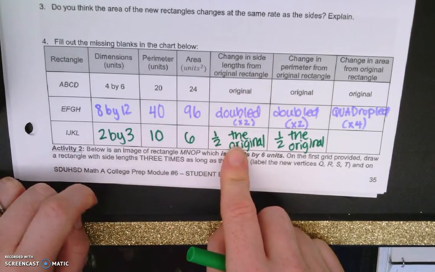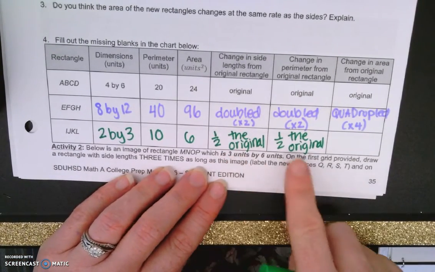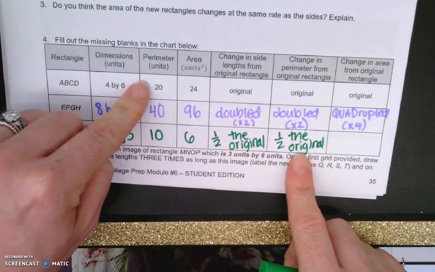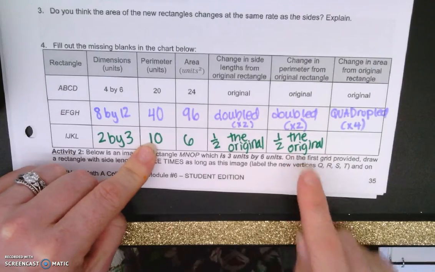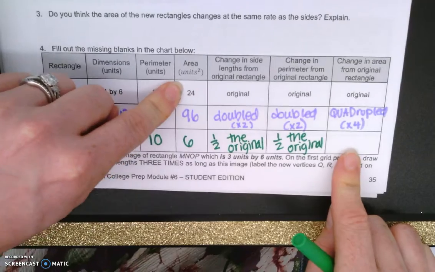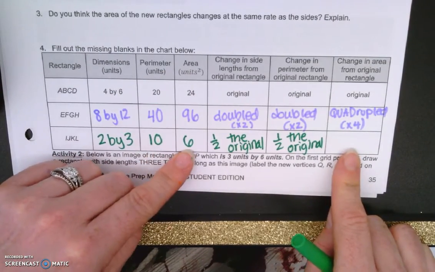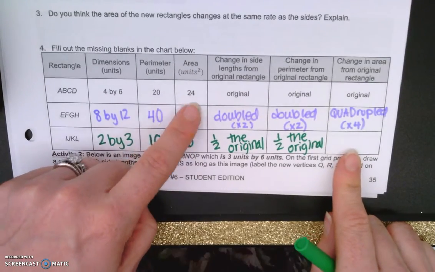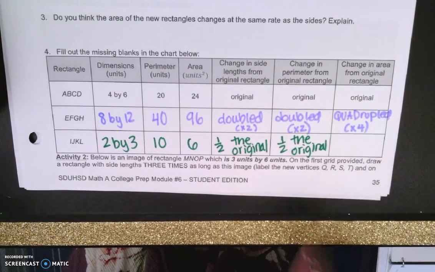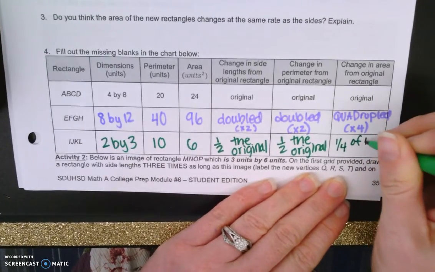And we saw that our change in the lengths, we were told that's half the original. And we saw that our perimeter was also half. How do we go from 20 to 10? We take half of 20 to get 10. And then we say, okay, well, what about the area change? Do we take half of the original area? No, if we took half the original area, we'd have 12 here, but we have 6. So what do we do to 24 to get to 6? We half it and half it again. That means we take 1/4, 1/4 of the original.